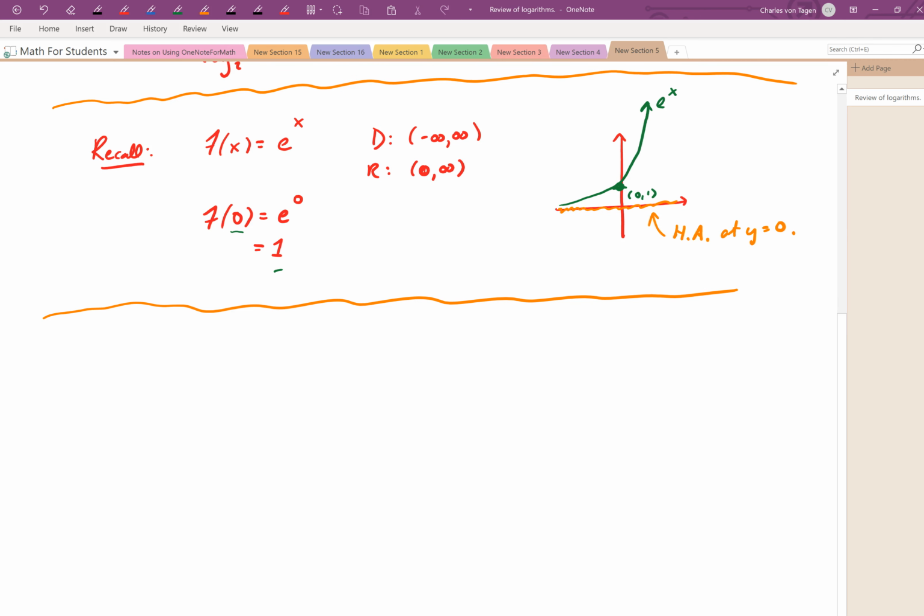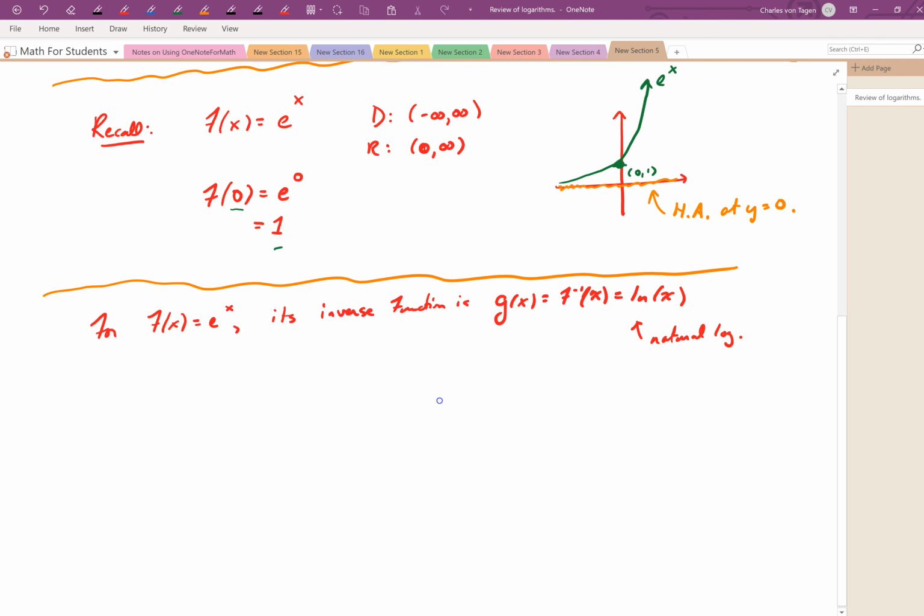So the next thing I want to say is that for f of x equals e to the x, its inverse function is, let's give it a new name, let's just call it g of x. Which is the inverse function, and that is the natural log of x. So remember that this is called the natural log.